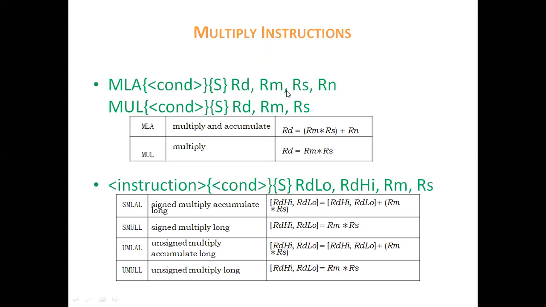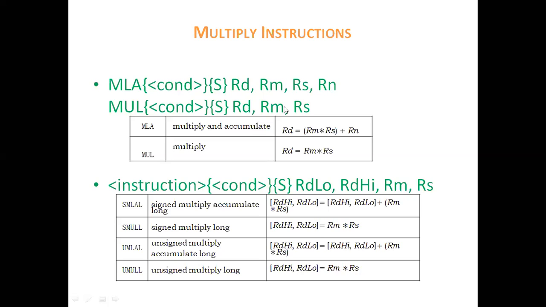So if the multiplication result doesn't go beyond 32 bits, right, then you can store the result into only one register. That is exactly what you have for the multiplication and accumulate and only multiplication, right? And here the RM and RS will be multiplied and the result will be stored into RD. So here all the three registers are 32 bits in length, right? RD, RM and RS, they are 32 bits in length.